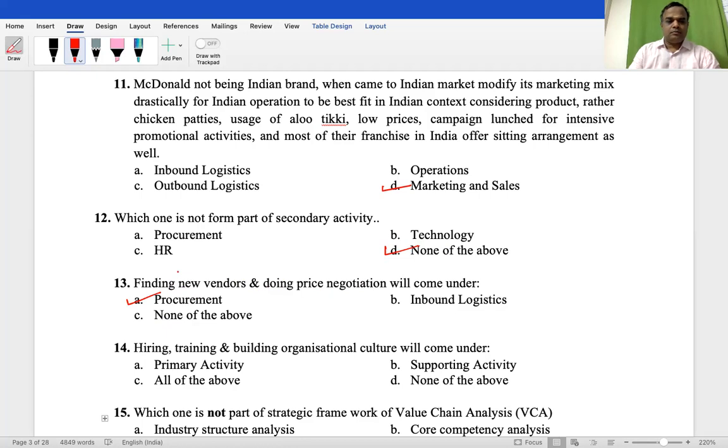Hiring, training, and building organizational culture will come under primary activity, supporting activity, all of the above, or none of the above. Supporting activity. Share your doubt.